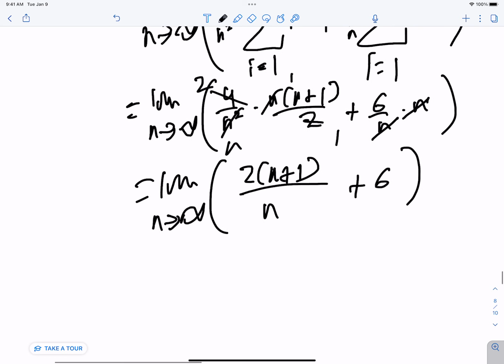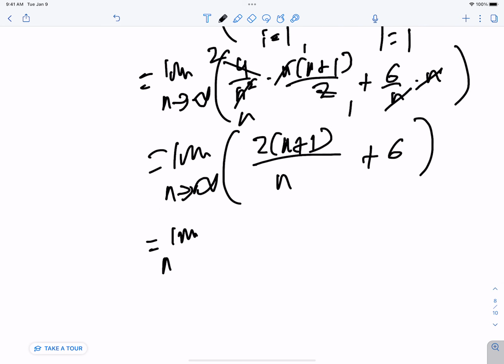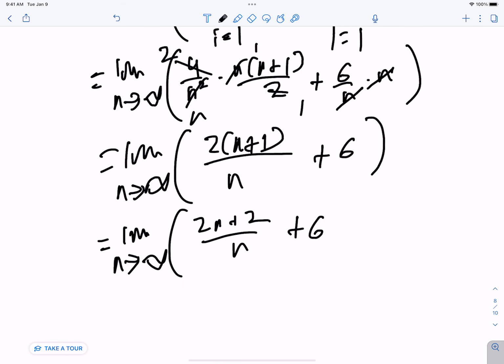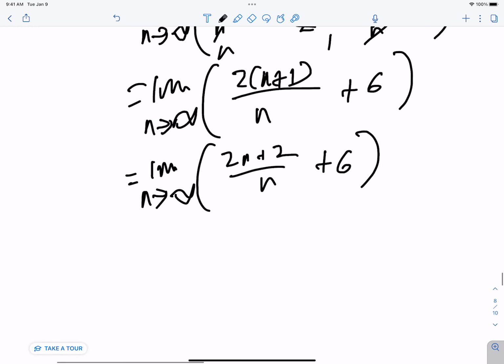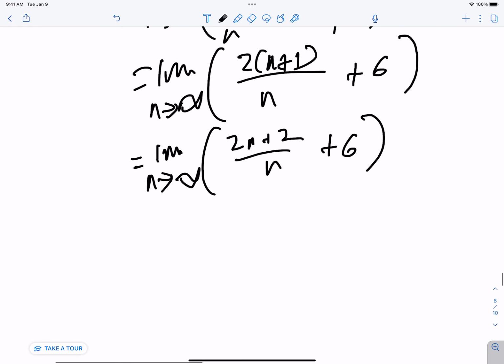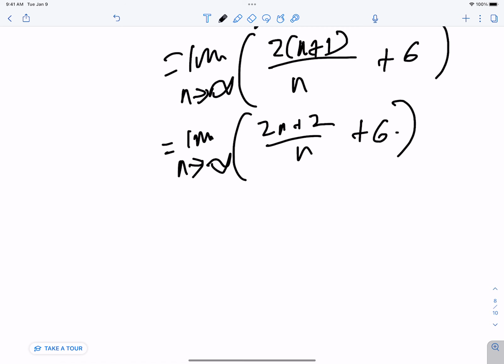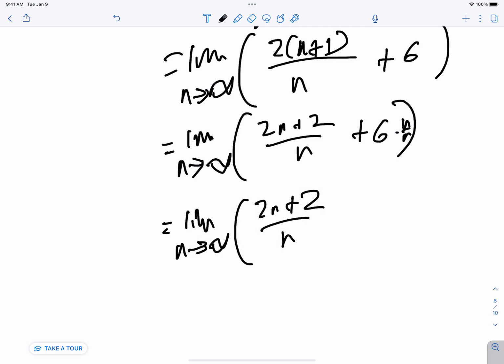Perfect. So now we have something that looks like that. I'm just going to expand the 2n plus 1, 2 times n plus 1, to obtain 2n plus 2 over n plus 6. So now that we're almost finished, I might need to put the 6 into this fraction here. So I'm going to multiply 6 by n over n, which is still 1. So I'm obeying math laws. So 2n plus 2 over n plus 6 over n, or 6n over n.